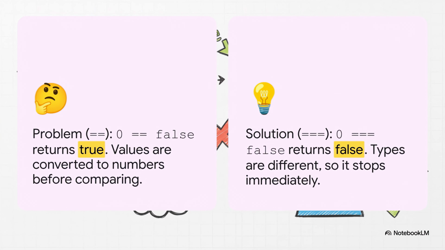And here it is, the solution. Just add one more equal sign and you get the strict equality operator, or triple equals. And just look at the difference it makes. Loose equality says 0 and false are the same, but strict equality says nope, not a chance, because it checks the type first. It sees a number and a Boolean, and it immediately returns false without even thinking twice.